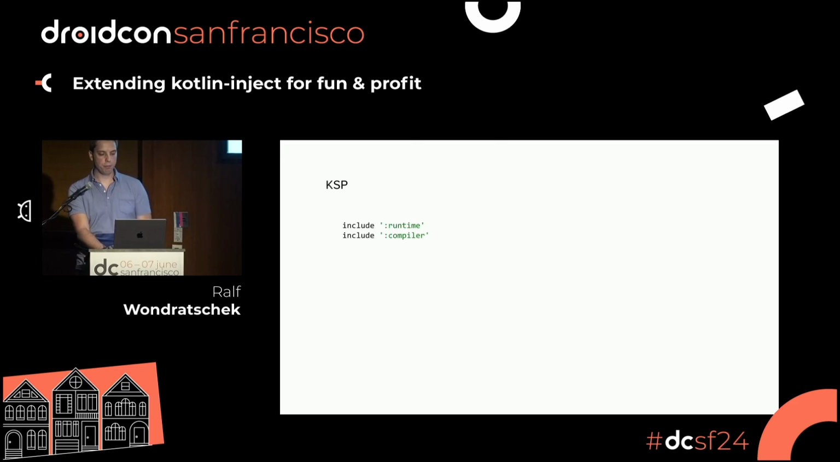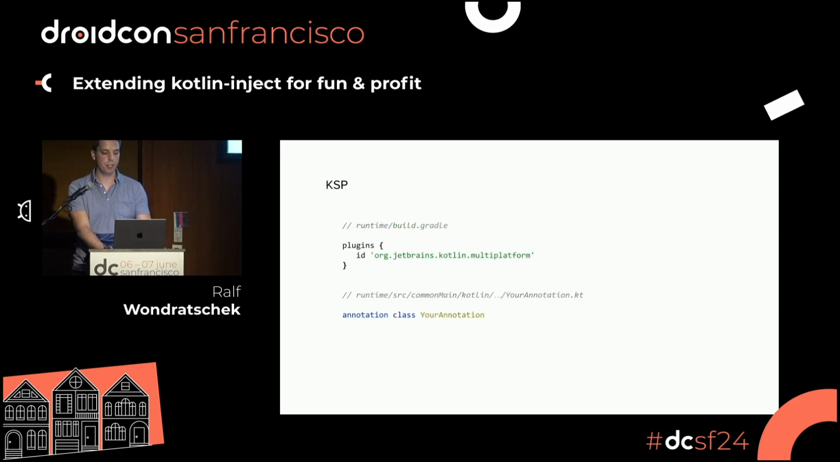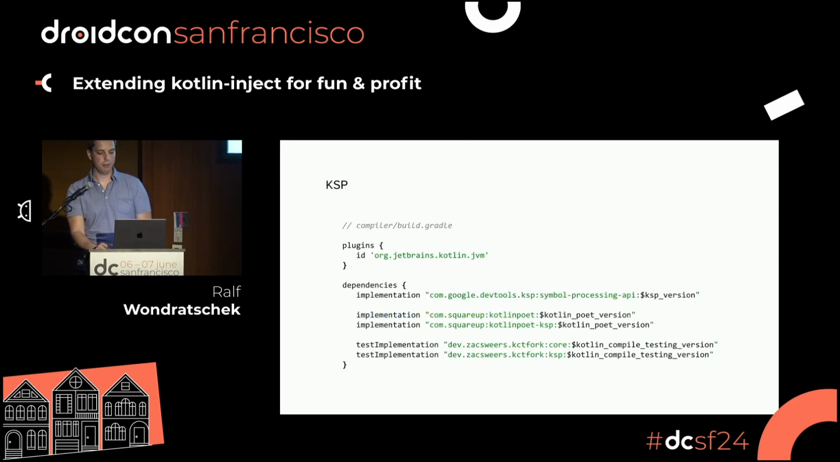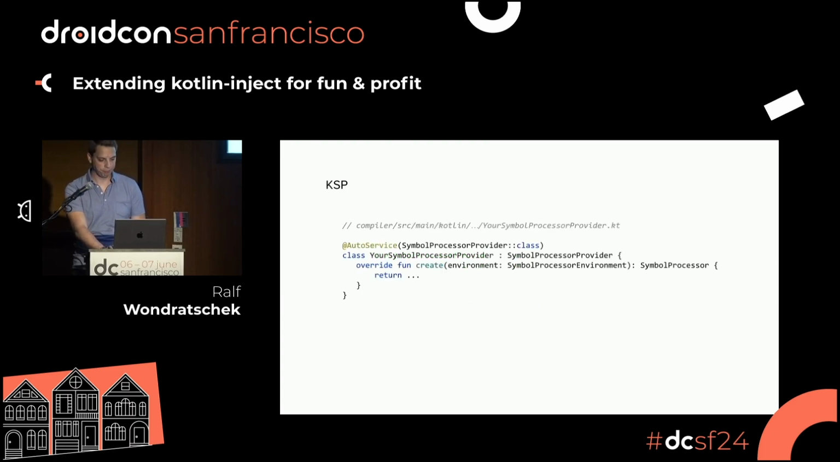So we created a new project. Usually you have two modules, one module for your annotations, and then the compiler or the Kotlin symbol processor. I suggest you take a look at the docs if you want to set up a KSP processor. It's fairly simple and straightforward. So we have the runtime module with our custom annotations, and then the Kotlin symbol processor. And the most important dependencies that you will have is probably Kotlin Poet in order to generate new Kotlin code, and then the Kotlin compile testing library to write your tests.